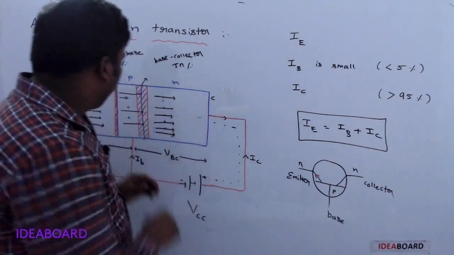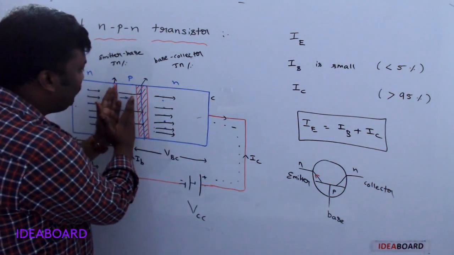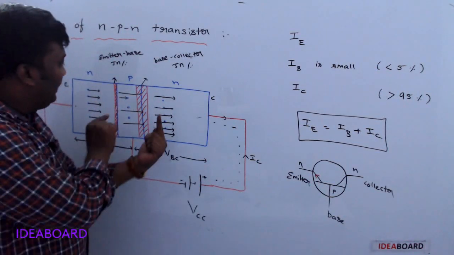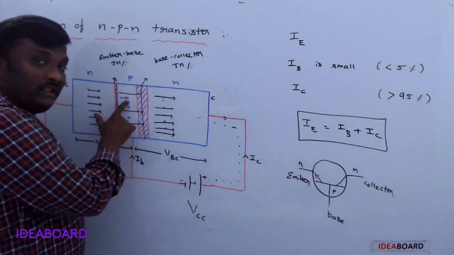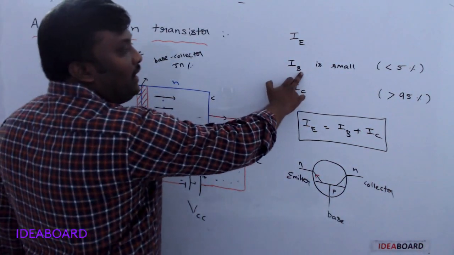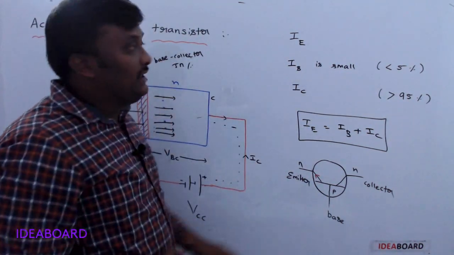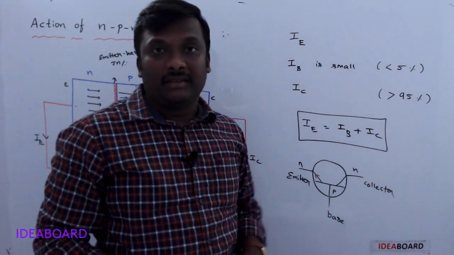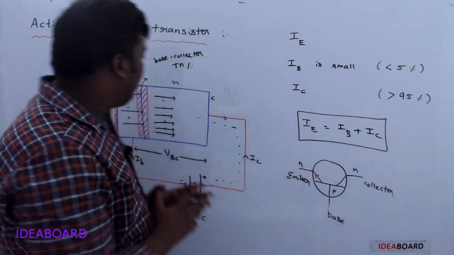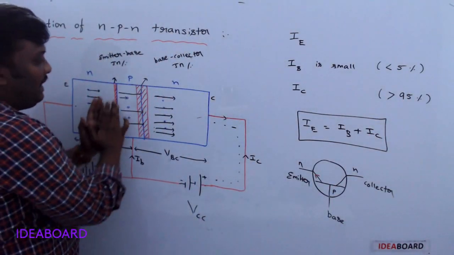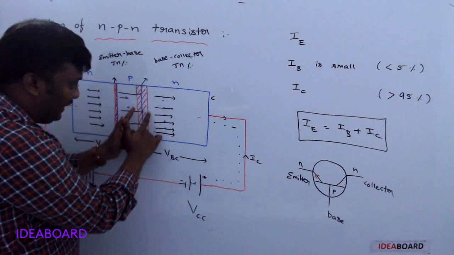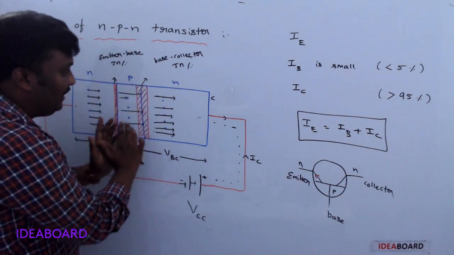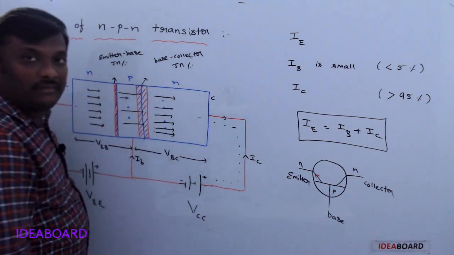Now, the electrons in the emitter are repelled by the negative terminal of VE, and they move towards the junction, which constitutes the emitter current. Whenever they enter the base region, they combine with the holes, which is called the base current. This is only less than 5%.